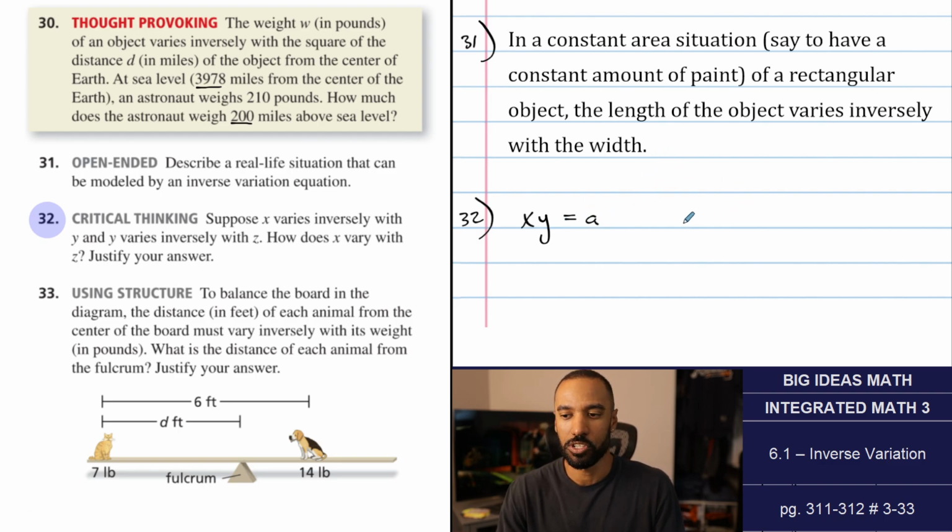As y varies inversely with z, y times z would also have to equal some constant. Does it have to be the same constant? No. Let's use a different letter, like b, I suppose. So what are they asking? How does x vary with z? Justify your answer.